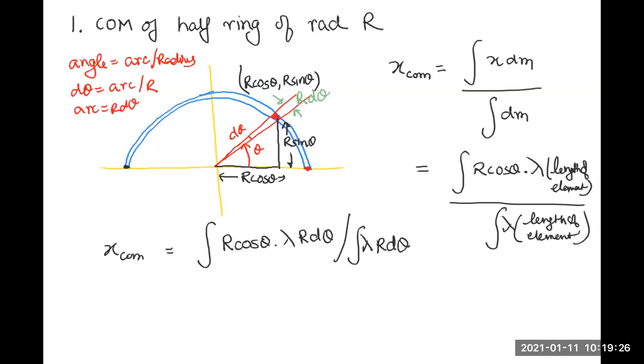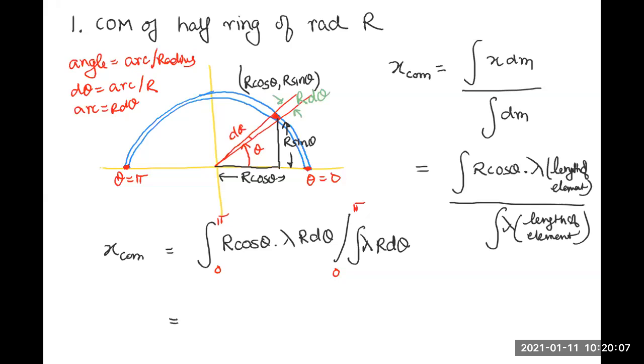So this is one extreme element for which what should be the value of theta? The value of theta should be 0 for this guy. And this is the other extreme element. What should be the value of theta for this guy? So it should be 180 degrees. It should be pi. Theta is equal to pi. So the limits of integration are from 0 to pi.